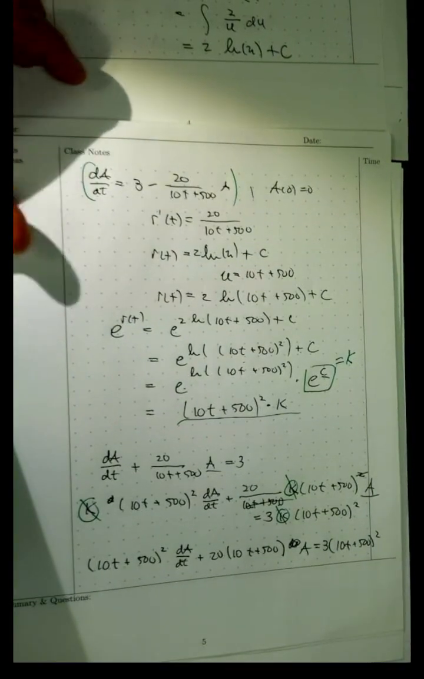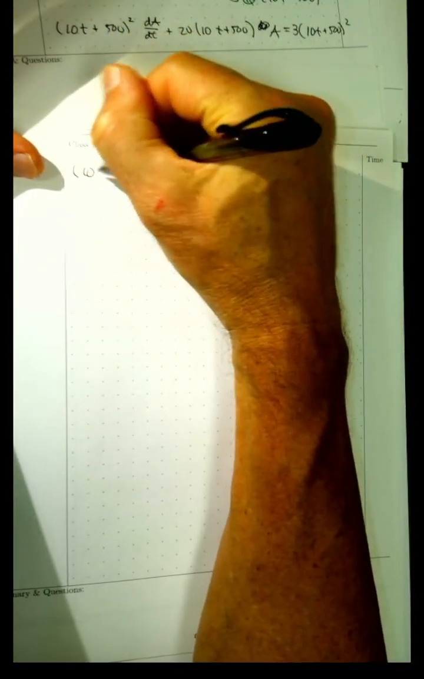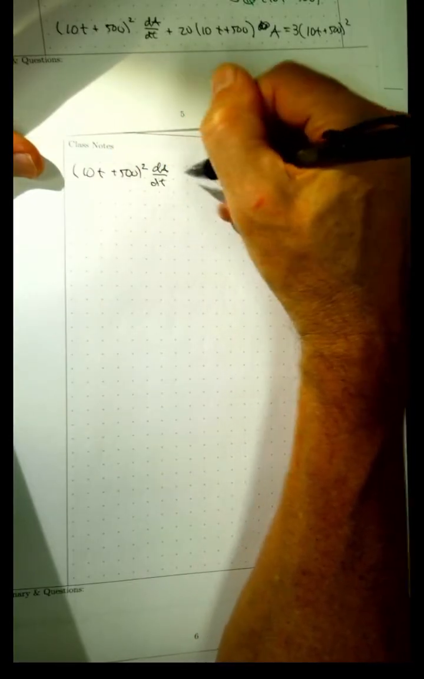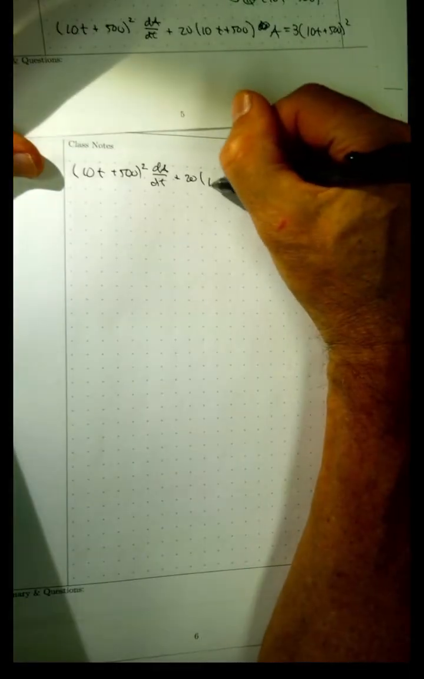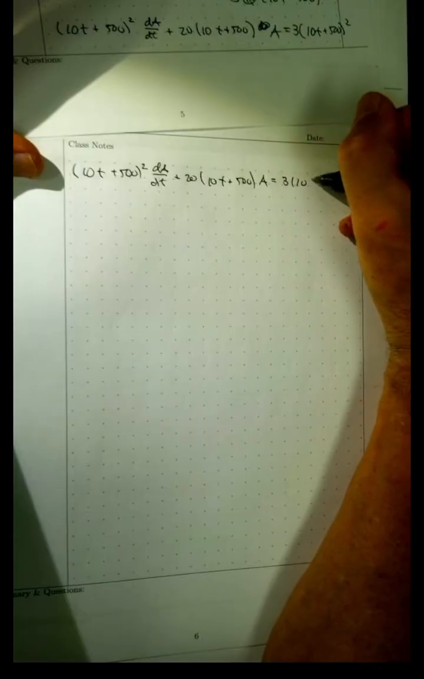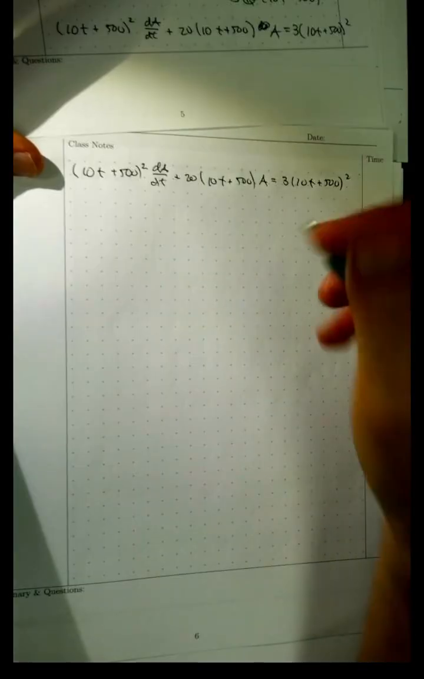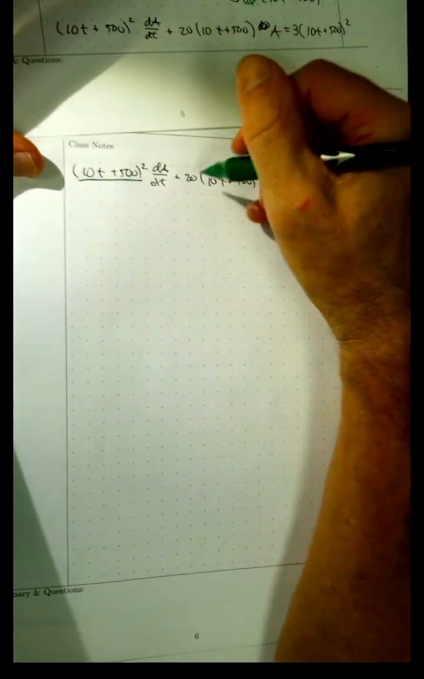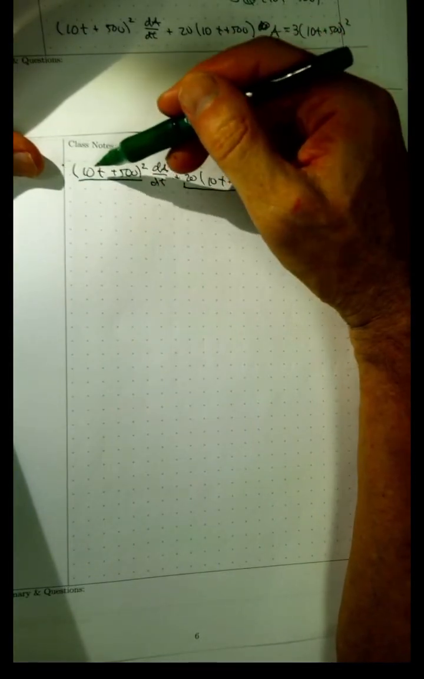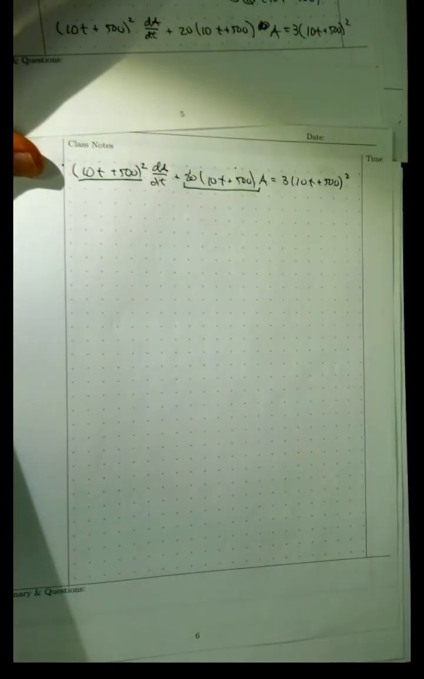Whew. All right, so that's a mess. Let me rewrite that. So my current differential equation now looks like (10t + 500)² dA/dt plus 20 times (10t + 500) A equals 3 times (10t + 500)². All right, and if I did everything right, the derivative of that should be that, and that is indeed the case. The derivative of something squared, I'm going to take the 2 out, times the (10t + 500), times the derivative of the inside gives me my 20 times that.